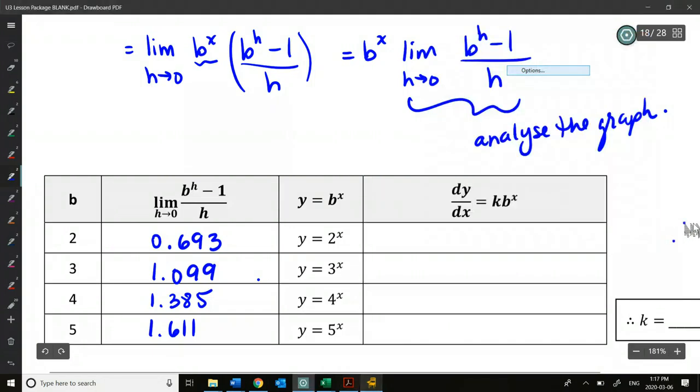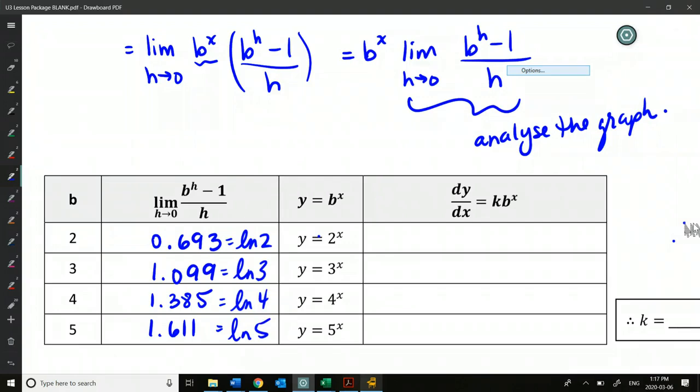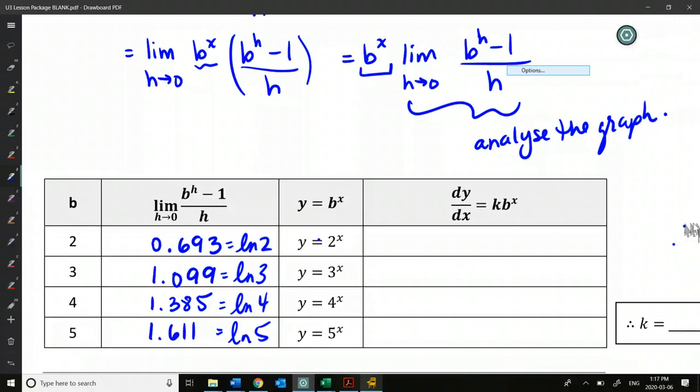So Anita, what did you figure out? It's just ln of the base. Okay, so this right here is actually equal to ln 2, and this is actually equal to ln 3, and ln 4, and ln 5. Now ours were just estimates, but if we actually calculated the limit, we would see that the limit is exactly approaching these values. So we know our derivative is going to give us back b to the x, and it's going to give us some multiple k, where k is this limit part. So what is k in relation to the base b?